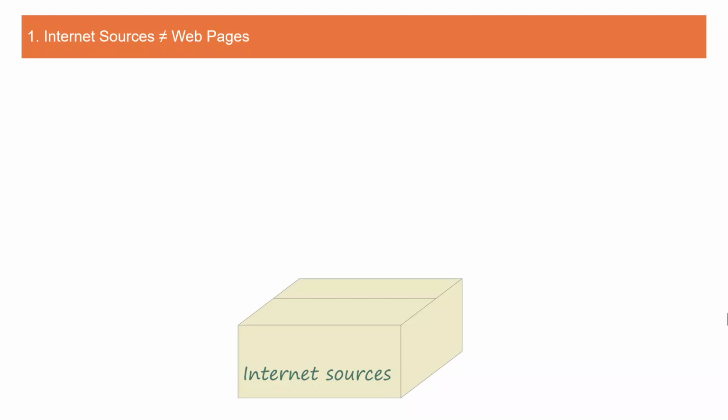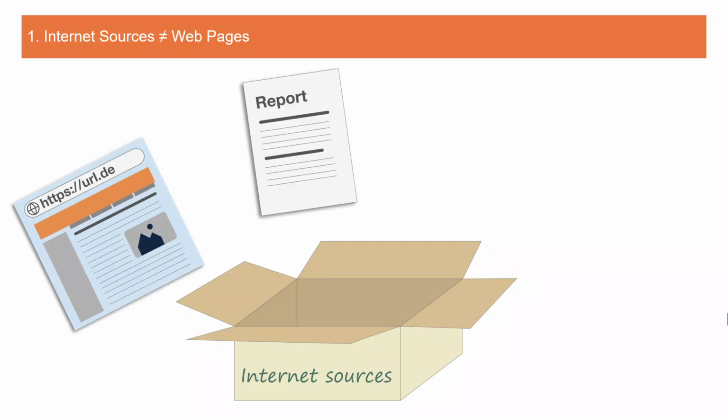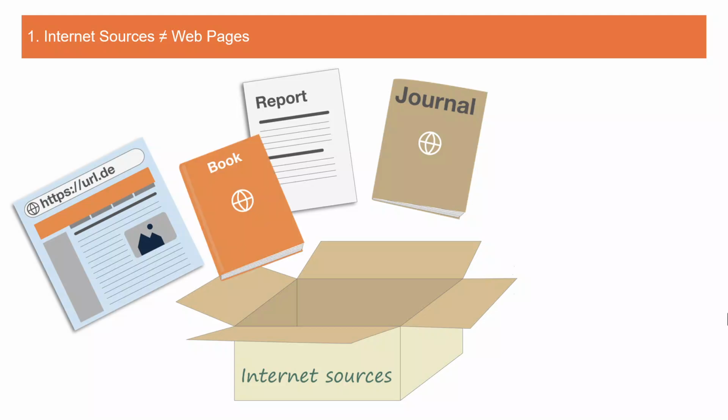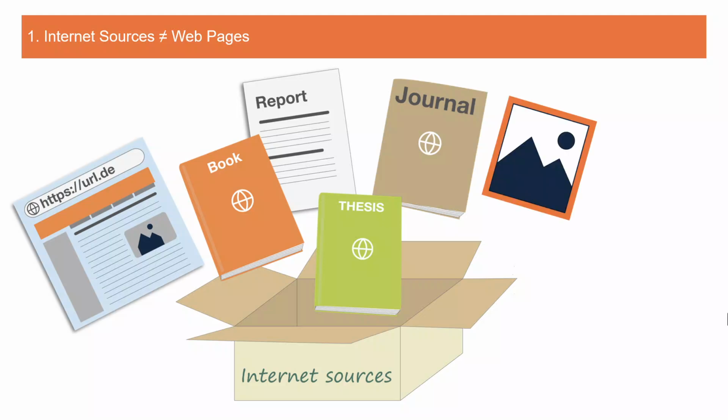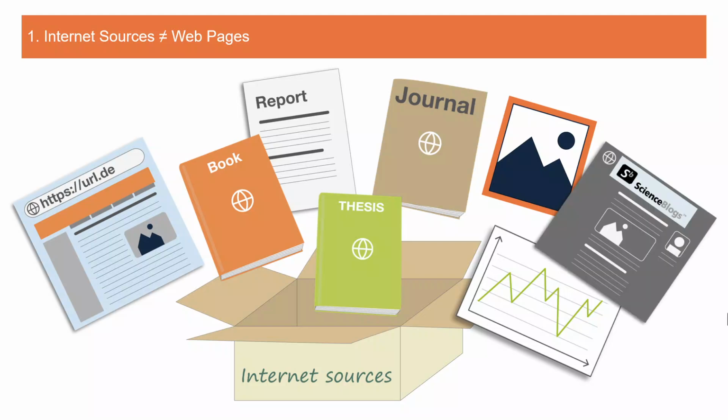But let me first clarify what I mean when I talk about internet sources. Because when we talk about internet sources, we actually have a lot of different kinds of sources. We have websites, we have reports, we have journal articles, also known as papers. We have books, thesis, like a dissertation, PhD thesis. We have images and statistics, so some kind of graphs. We have blogs and many other types of documents.